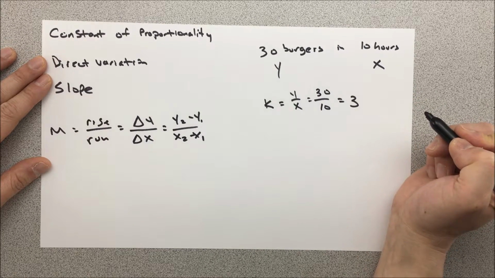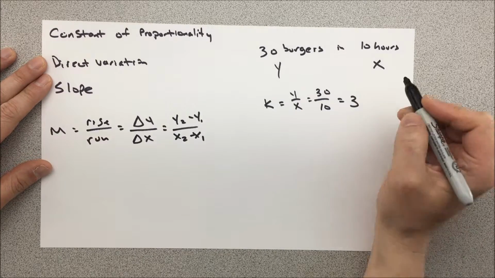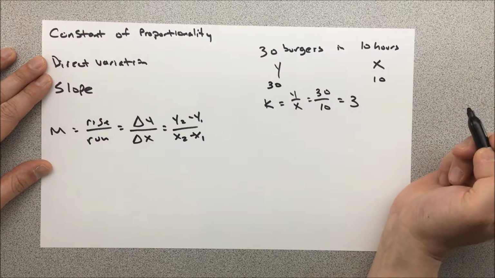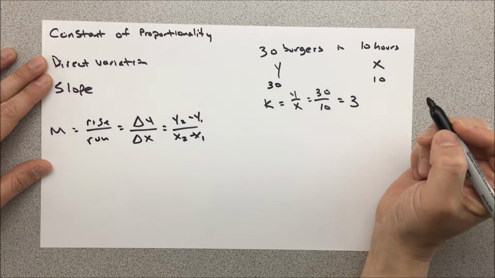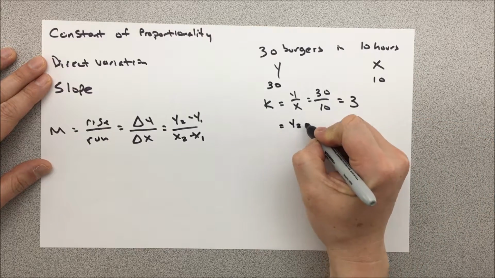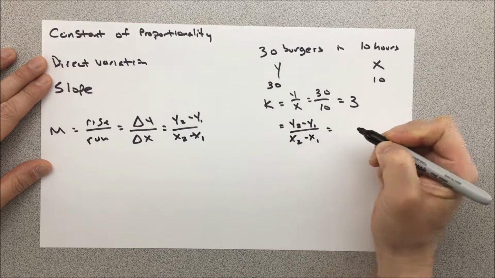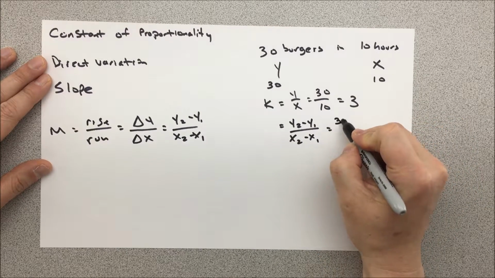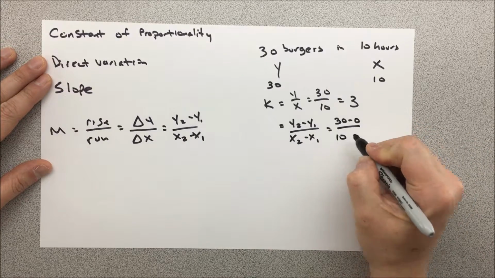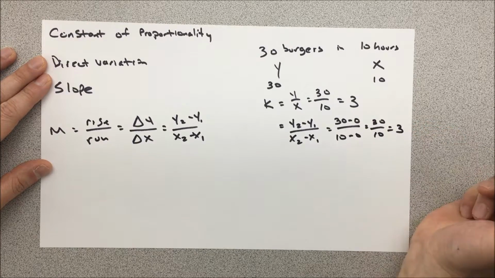Well, as I stated, constant of proportionality is slope, and here you have a point which is (10, 30). And now you can use the slope formula to also do the same calculation, where y2 minus y1 over x2 minus x1, and one of the points is 30, and another point is 0, over 10 again over 0, which is 30 over 10, which again is 3.